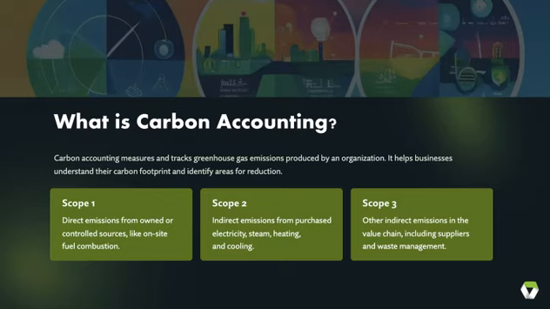And Scope 3 are indirect emissions. They come from your value chain. So these are emissions from suppliers, product use, waste management, transportation, and distribution by third parties, business travel, and employee commuting. These emissions are associated with activities that are not directly owned or controlled by your organization.